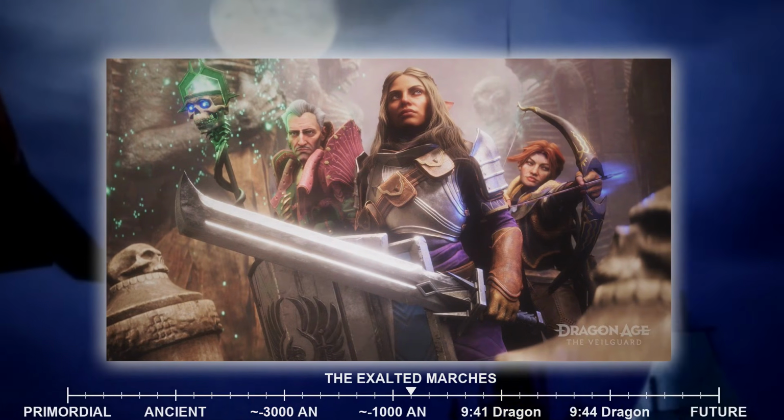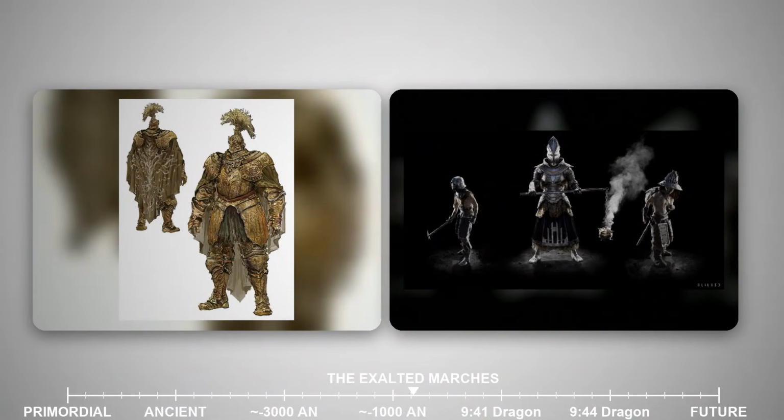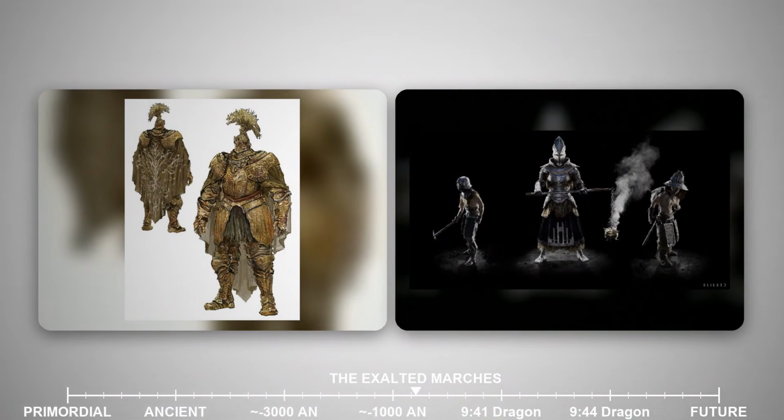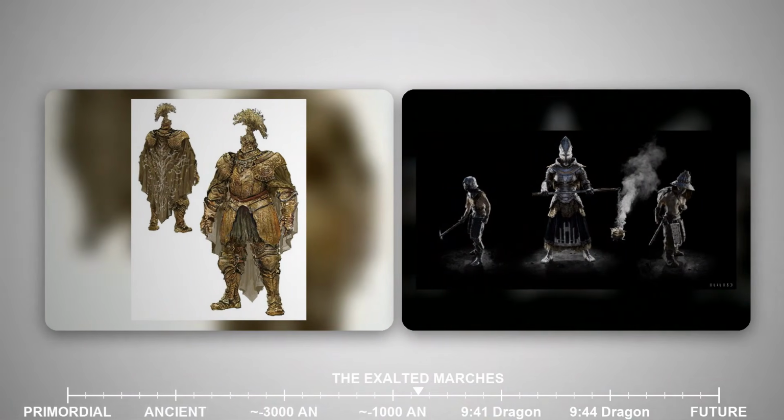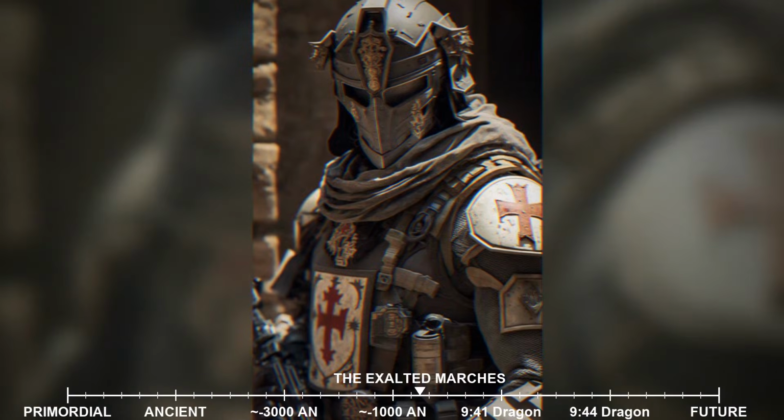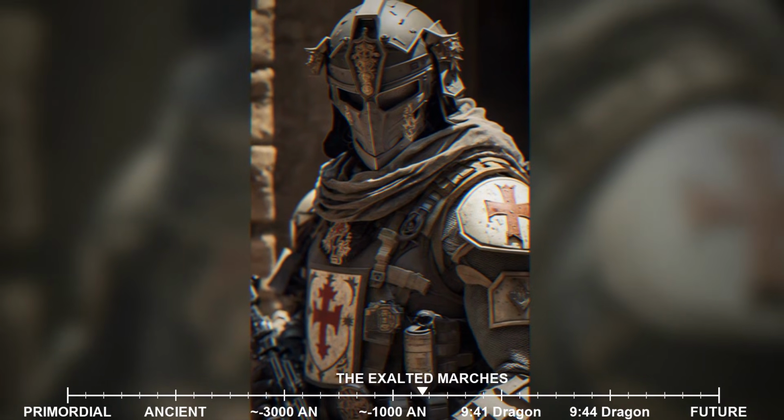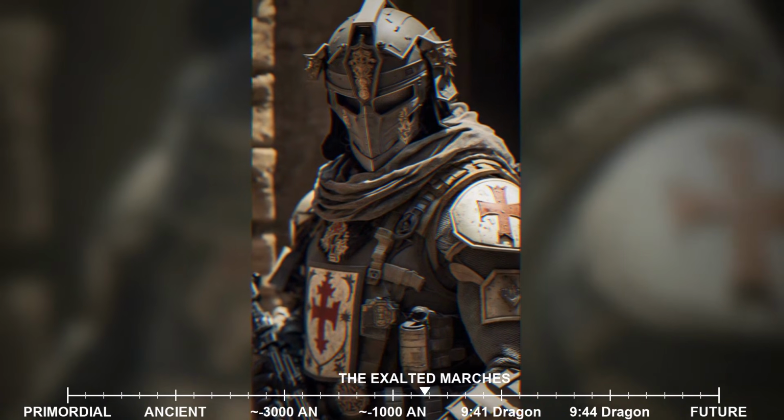under Tevinter rule. She united these disparate tribes, including her own Alamari and the Asunder, under a single banner, not of conquest, but of faith. Her movement grew into a powerful religious and military force, challenging the very foundations of the Tevinter Imperium.